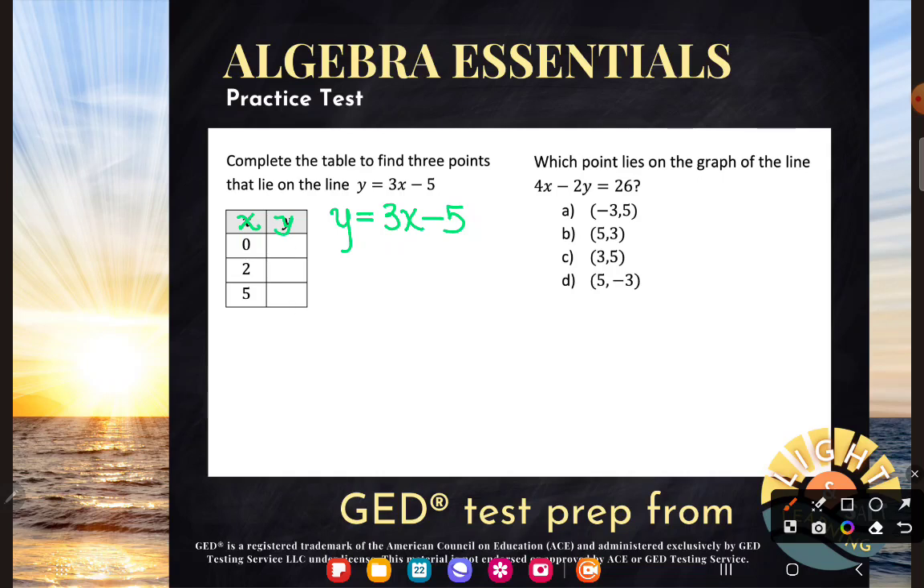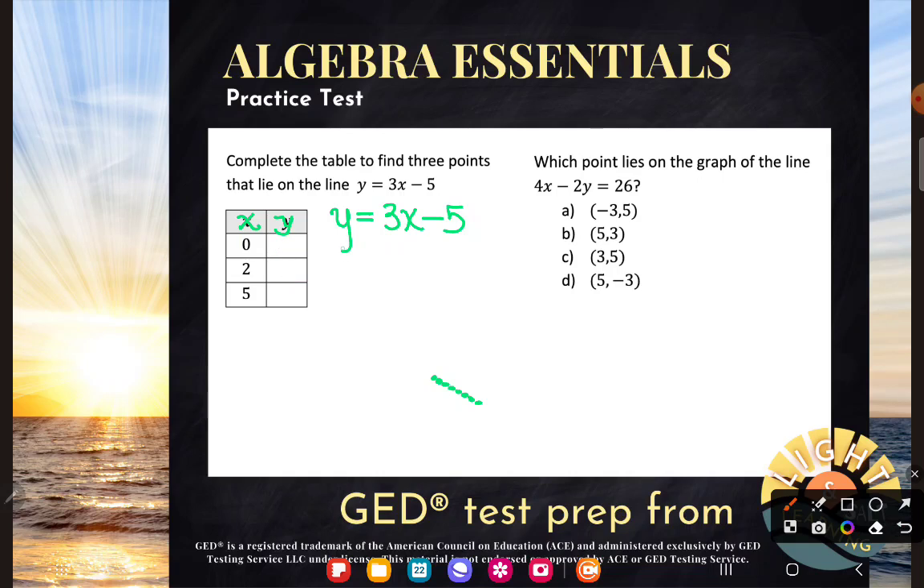It has x and then some numbers, and y and some blanks. So when they say complete the table, they gave us some x's and they want us to use the x's to find y. All right, all a line is a bunch of xy points that if you were to graph them all, form a line together. So they're not asking us to find all of them in this case, just 3 of these points. So the question here is, what would y be if x was 0? What would y be if x was 2? What would y be if x was 5? And, well, we can just put those x's in and see what happens to y.